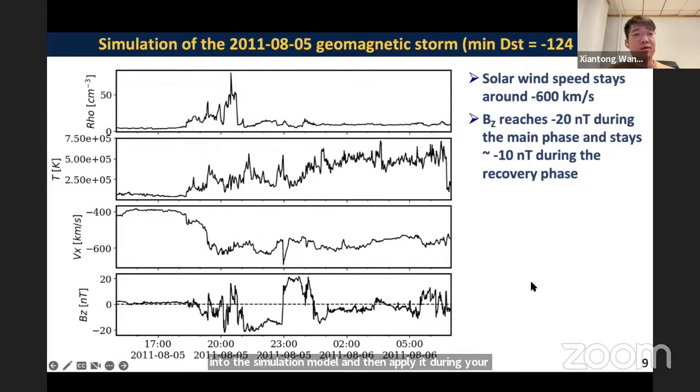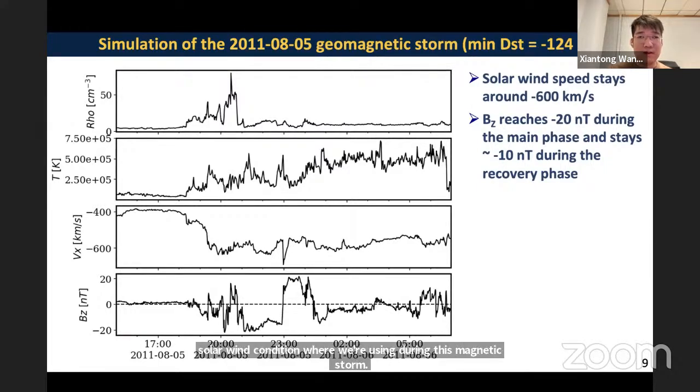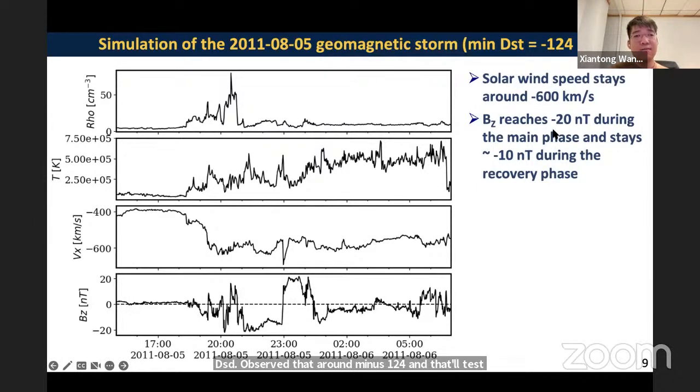Here's just a brief introduction to the solar wind condition we're using during this magnetic storm. I would say it's a moderate storm with a minimum Dst observed at around minus 124 nanotesla. Solar wind speed stays around 600 for a while, and IMF Bz reaches minus 20 nanotesla during the main phase and stays around minus 10 during the recovery phase.